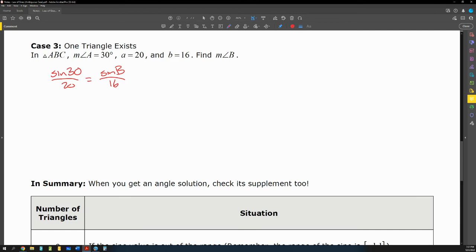Solving for sine of B, we multiply both sides by 16. We get sine of B is equal to 16 sine 30 over 20. Well, we know 16 sine 30 is 16 times a half. Sine of 30 is 1/2. So we get 8/20, which reduces to 2/5. Okay? So then solving for B, taking the inverse sine of both sides, B is the inverse sine of 2/5. This is within our range of the sine, so this is okay. 2/5 is part of the domain of the inverse sine.